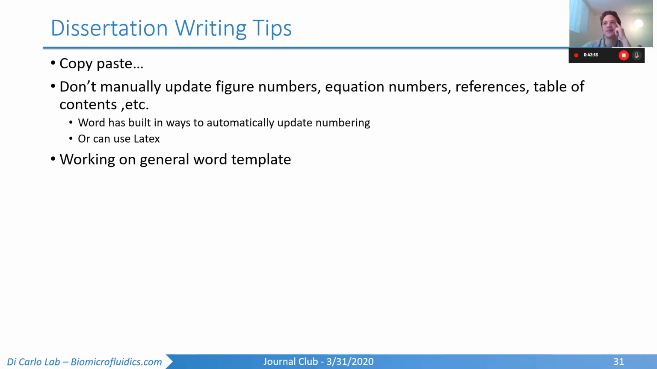And please do not manually update figure numbers, equation numbers, references, or the table of contents. There are built-in ways of doing this. For a single paper you can get away with it and it's not too bad, but when you start having 30-plus figures or 500 citations, it gets to be a real headache and you can spend a lot of time on it.